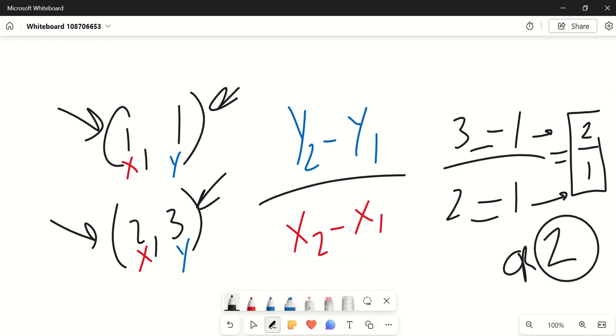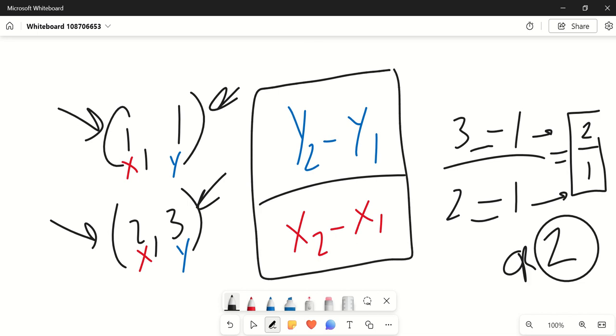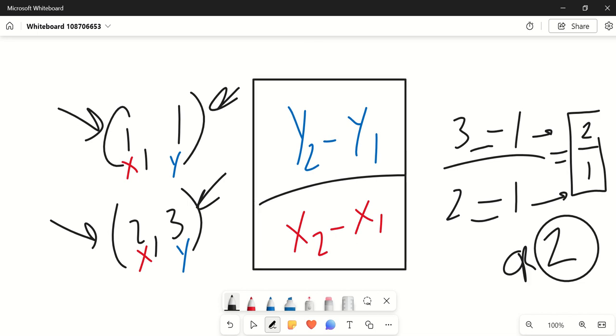So again, we're going to want to put this formula in our notes. This is going to be our slope formula. Slope equals y2 minus y1 over x2 minus x1.